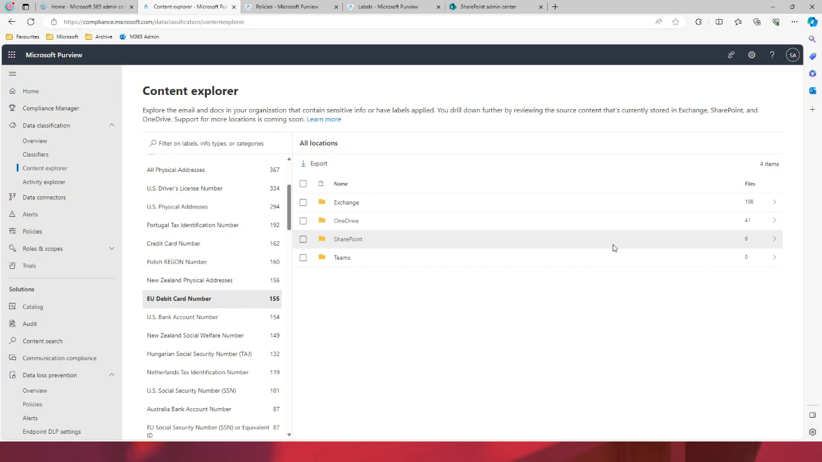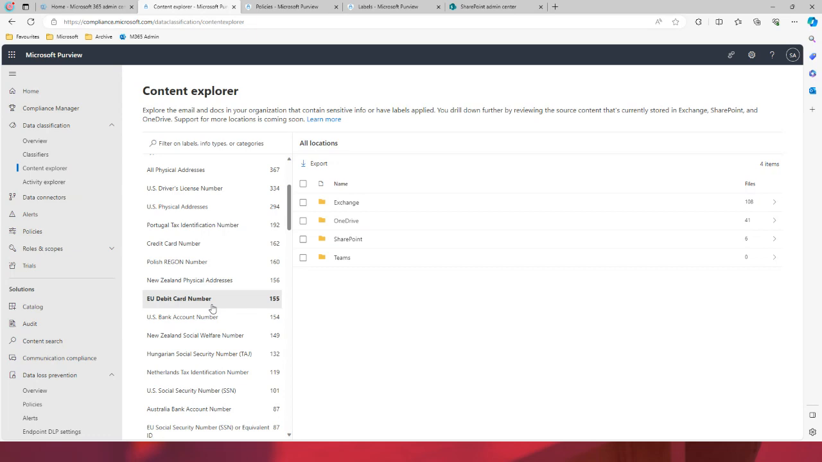We might look at that and go, okay, well, we know EU debit card numbers. We should have that somewhere in our Microsoft 365. So it might not necessarily be a red flag instantly, and we might be aware it exists in our operations. But if it doesn't, we know, okay, maybe we need to look into this and drill down even further and see where it's being used, which we can do.